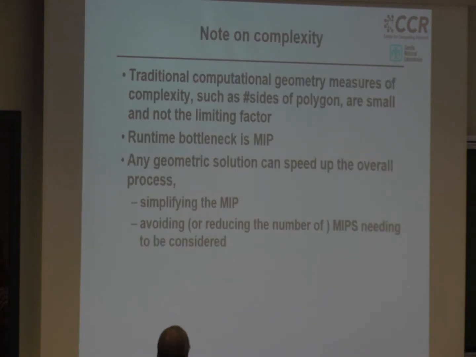The other weird thing from a geometric standpoint is the complexity is all sort of different. Usually we're talking about the number of sides of a polygon and things like that. And these are usually very small in this context and not really the limiting factor. The problem is usually this giant mixed integer program running time. And so on the plus side, anything you can do geometrically is going to run way faster than this. So an n squared algorithm, no problem, because you've got a very small n.